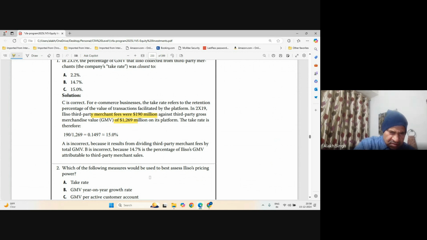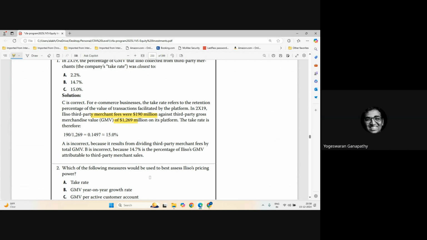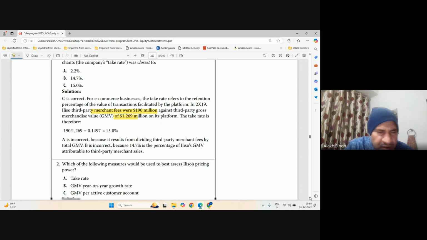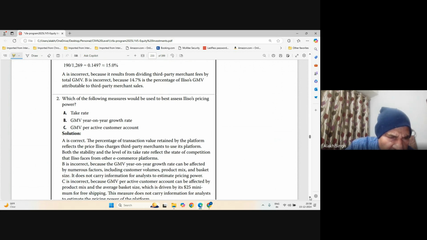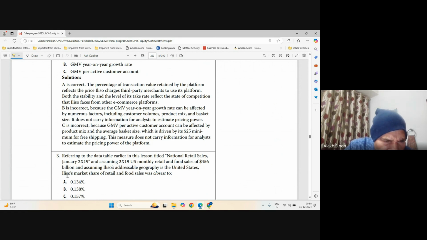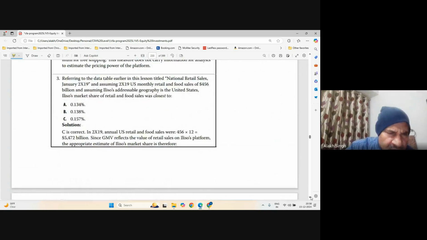Pricing power, yes. Question number 2, read it. Sir, pricing power, would it be the same as the take rate? Yeah, take rate. How much extra it is charging, that is the take rate. Yes, very good. That is the pricing power. Again, it is a calculation: national retail sales, assuming monthly retail food, market share of retail. Leave it, it is just simple arithmetic.